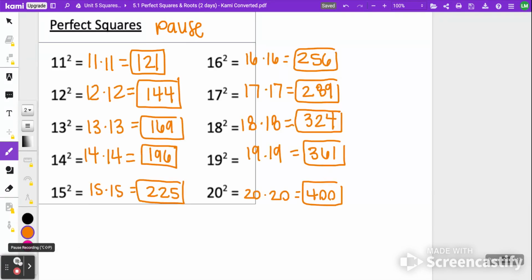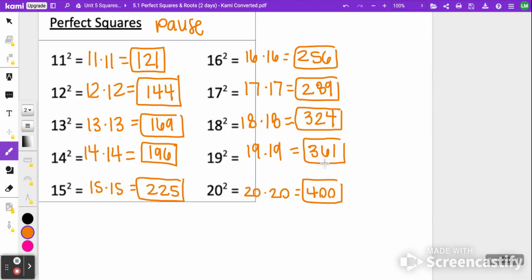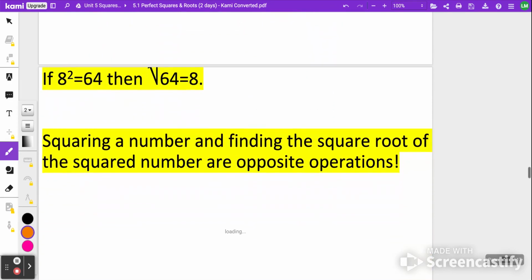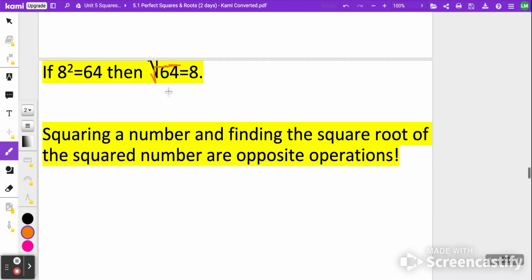All right, and here are the rest of these perfect squares. Take a minute if you need to pause the video just to finish writing them down or checking your work. Otherwise, we're going to get started with a few questions. The thing we want to remember is whenever we square a number or find the square root of a number, those are going to be opposite operations. So squaring a number or finding the square root of a number are going to undo one another.